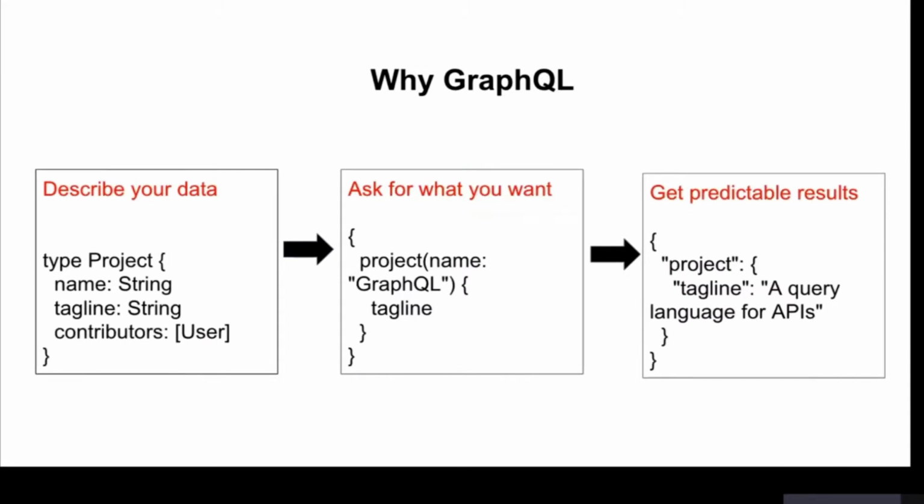The third box shows that we are getting the results we predicted. Here, after querying projects, we get the result tagline, that's a string that shows a query language for APIs. So exactly what we requested was what was gotten.